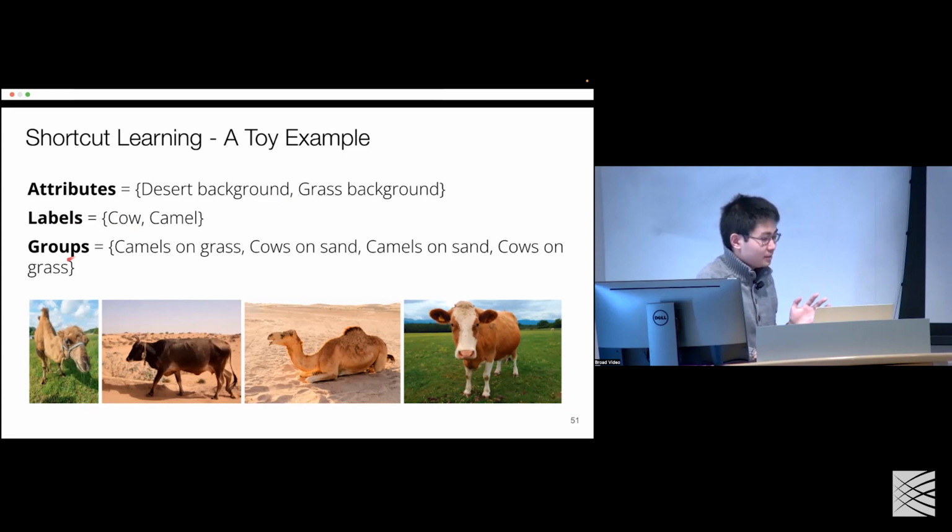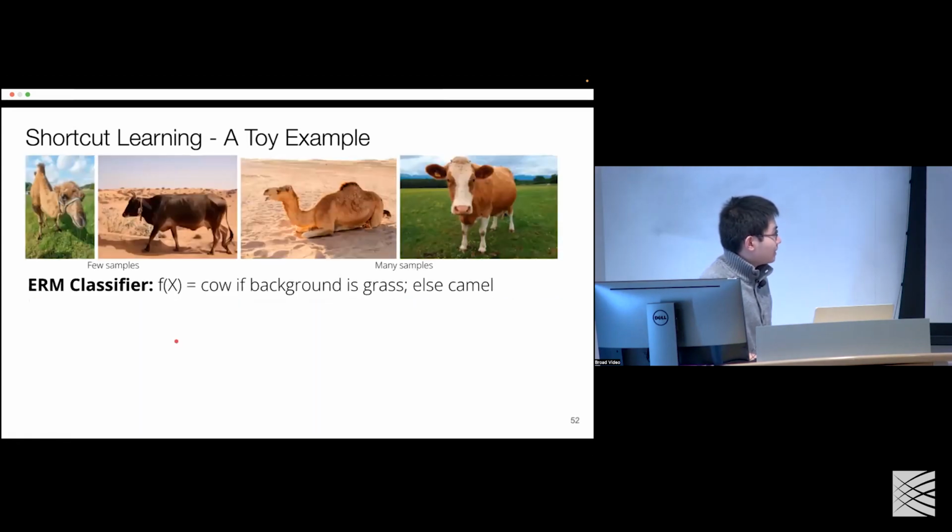And then we define a group as an attribute and class label combination. So here, cows on sand and camels on grass, and so on and so forth. The idea is that in your data set, most of the camels are on sand and most of the cows are on grass. We've got many samples from these two categories, very few samples from the other categories. So really the question is, if you train an ERM classifier to predict cows and camels from this data set, what would happen? Well, you would likely learn this classifier: your prediction is a cow if the background is grass, otherwise the prediction is camel.